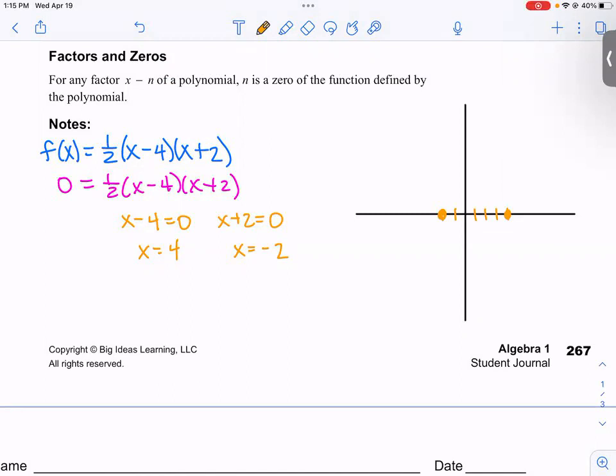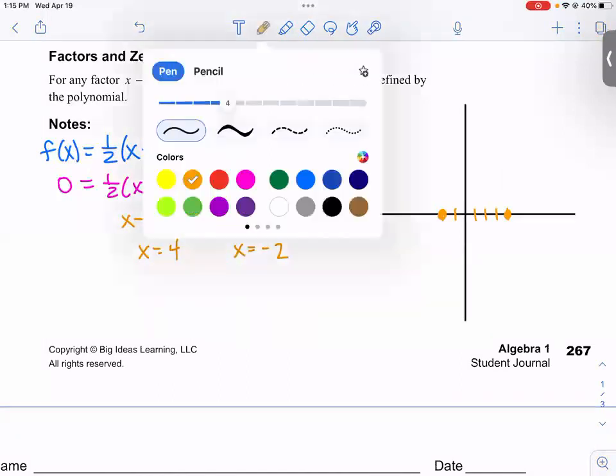Okay, so it sounds like you are done plotting those points. Now let's talk about the vertex.